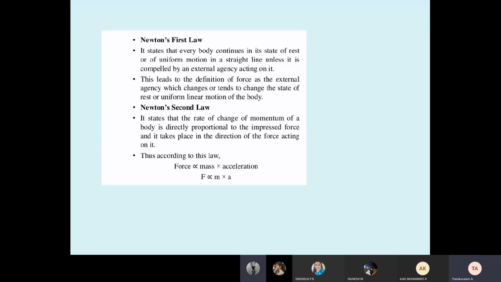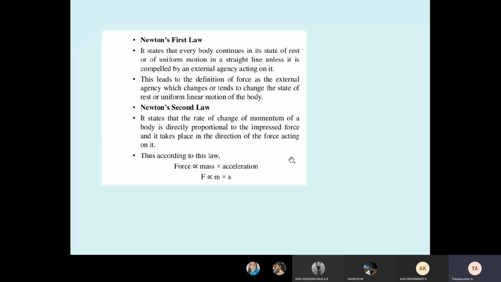It states Newton's second law. It states that the rate of change of momentum of a body is directly proportional to the impressed force, and it takes place in the direction of the force acting on it. Sir, shall I read? Right, enough.